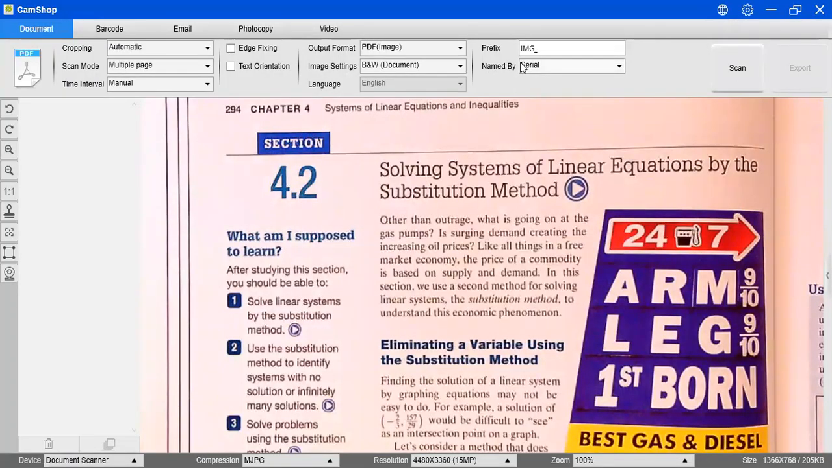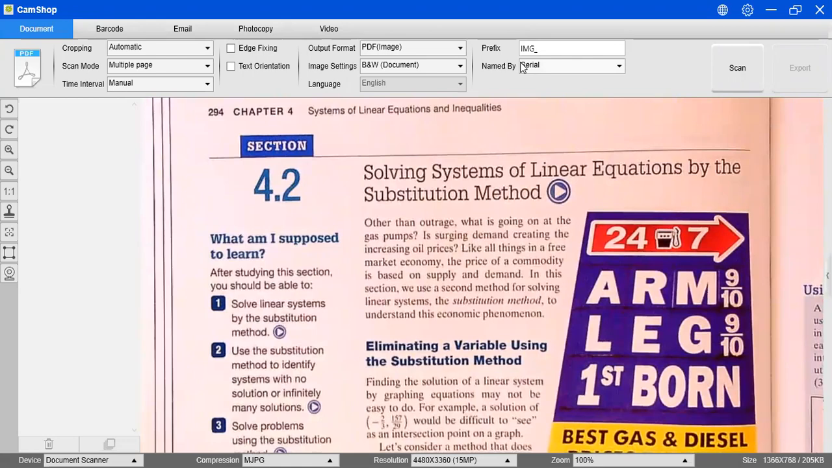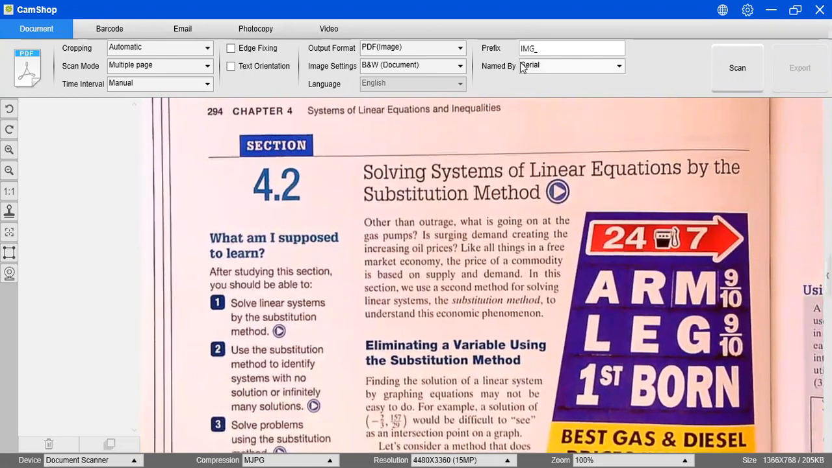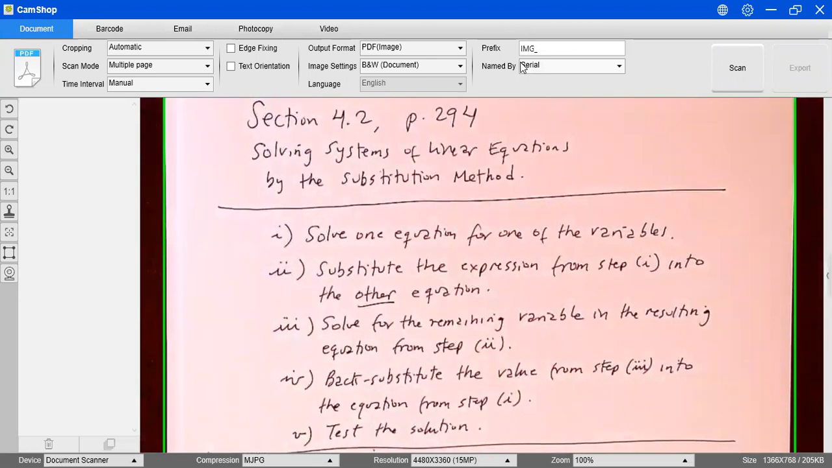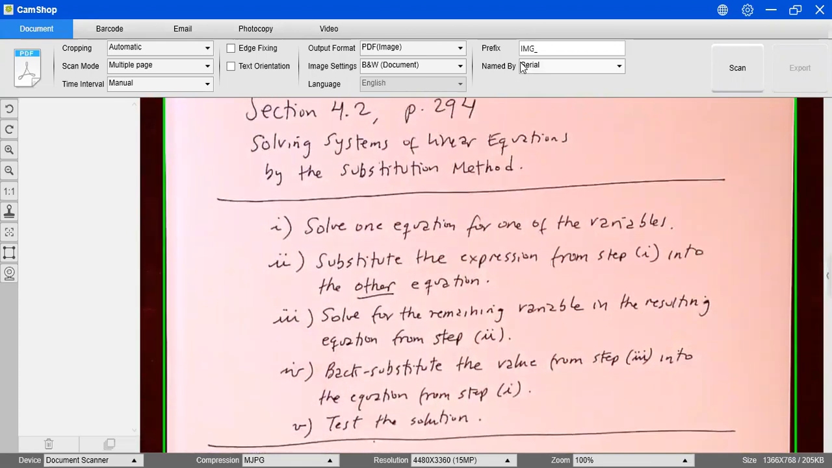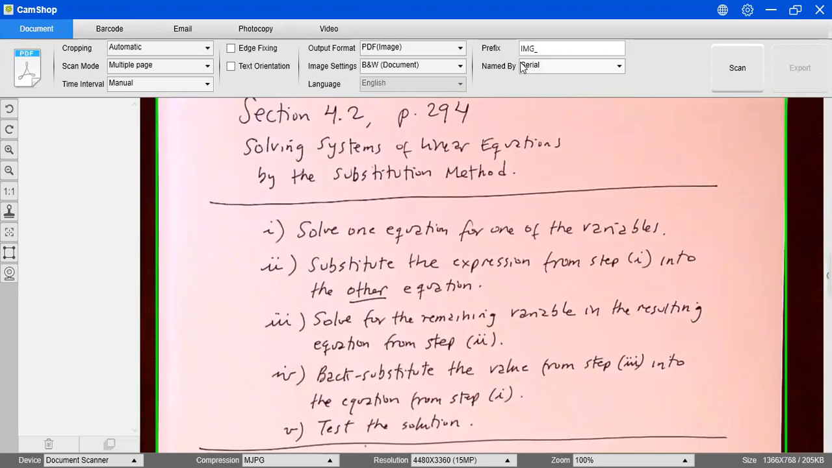So now we're gonna start section 4.2 about solving systems of linear equations by the substitution method. This is on page 294, and this is gonna be our first analytical method to find the solution of a linear system. So if you check your book on that page, you're gonna find a green box with the steps. I just copy basically those steps here. So the procedure is gonna be the following.